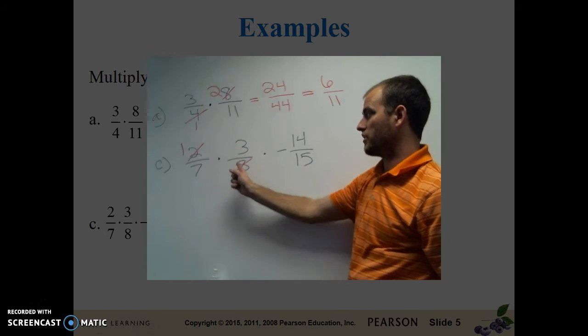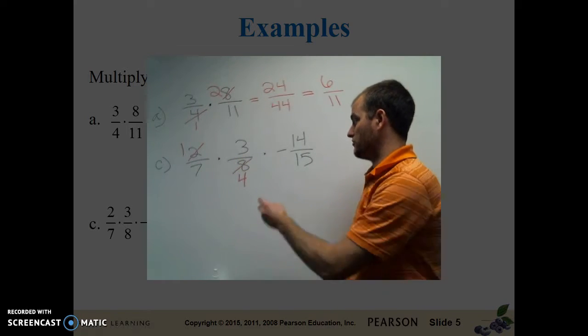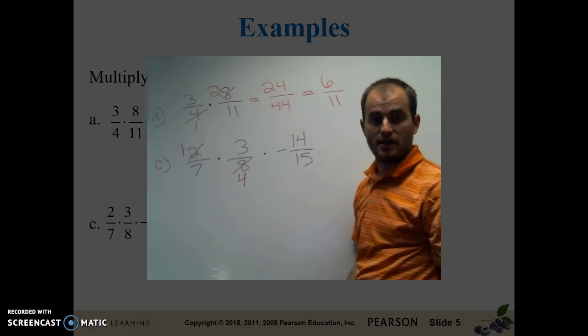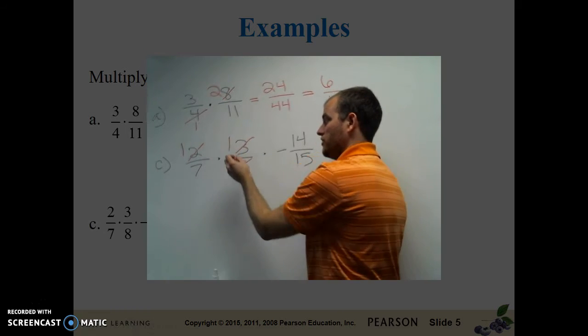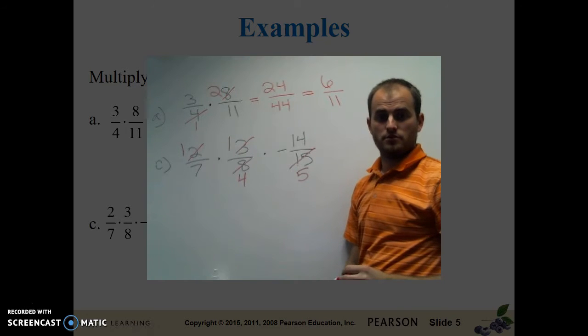Now let's look at the 3. The 3 and the 4 can't be reduced. The 3 and the 7 can't be reduced. But 3 and 15 have a common factor of 3. 3 goes into 3 once, 3 goes into 15 5 times.